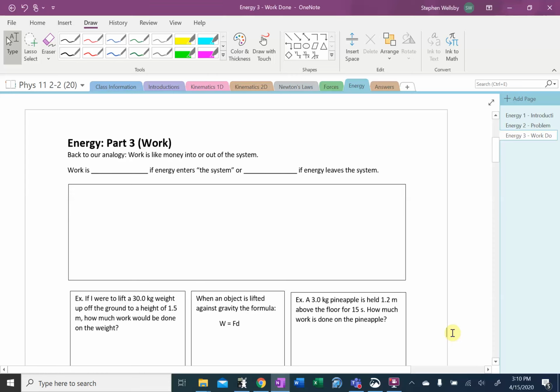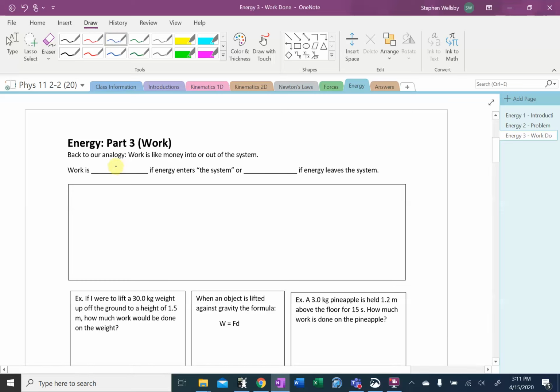Physics. Today we're going to be looking at a new term. Well, it's a term you've heard many, many times in your life, but perhaps not in a physics context, and that term is work. So going back to our analogy where we compared energy to money, work would be like either putting money into a system or taking money out of a system.